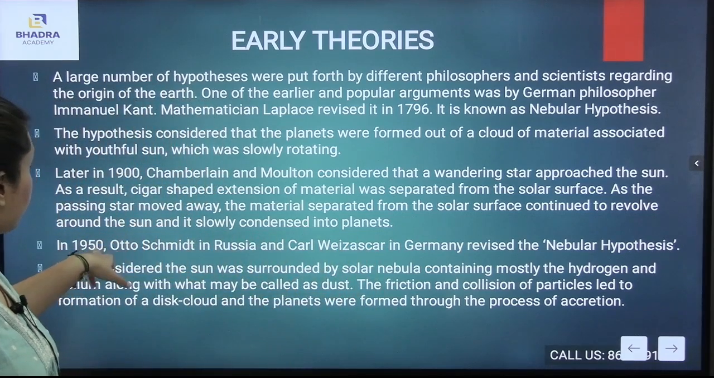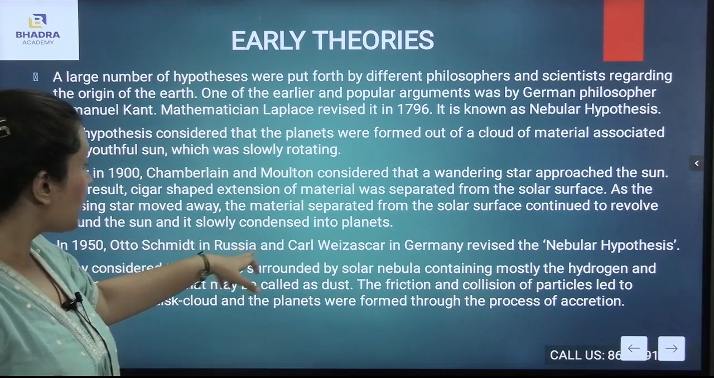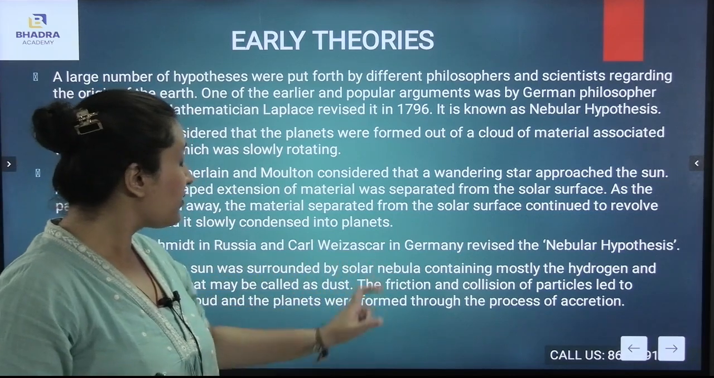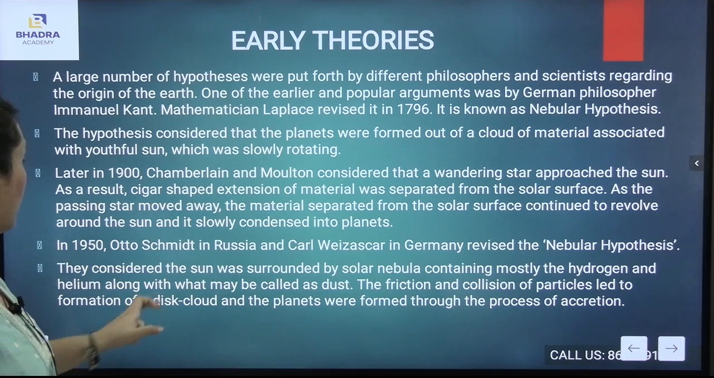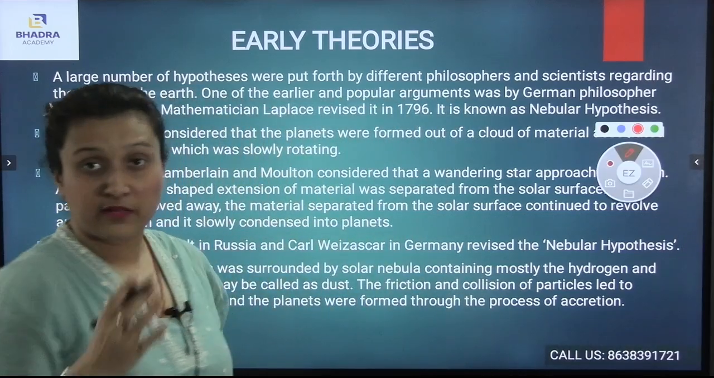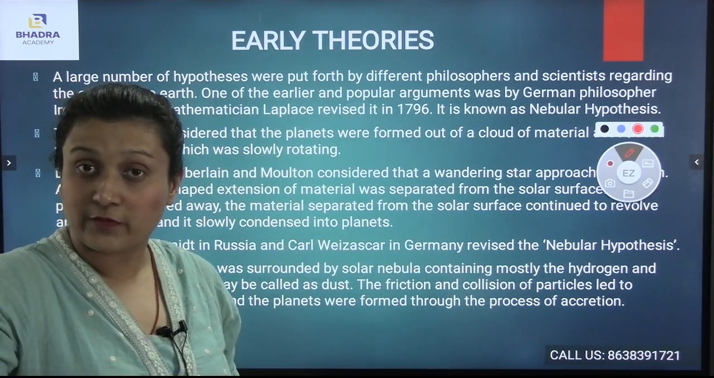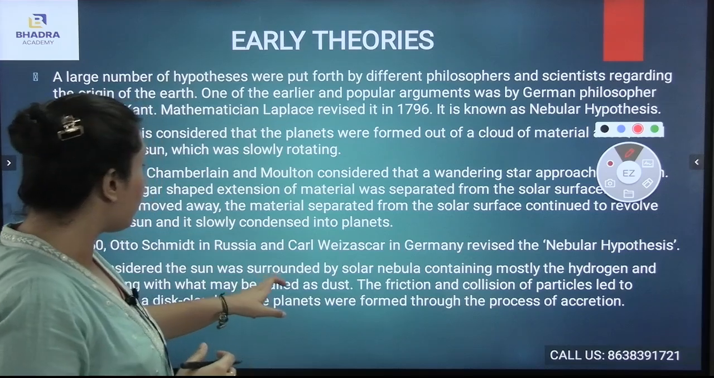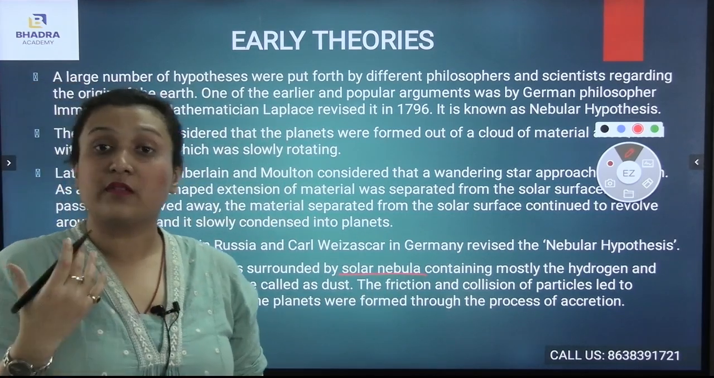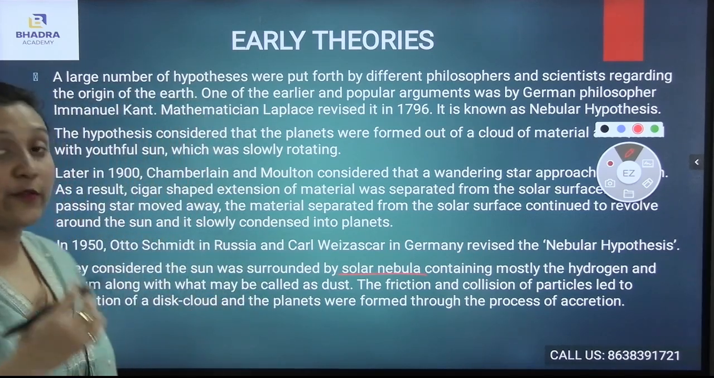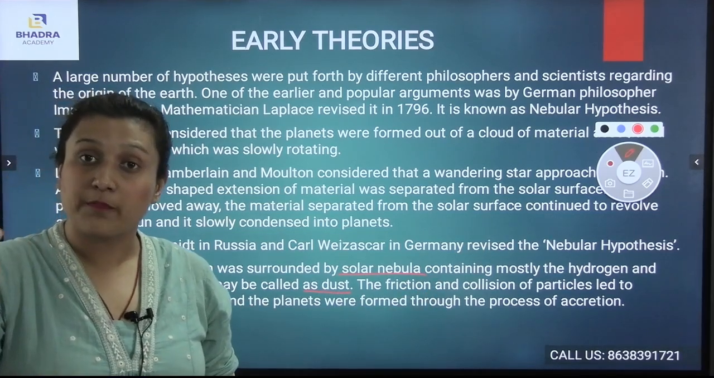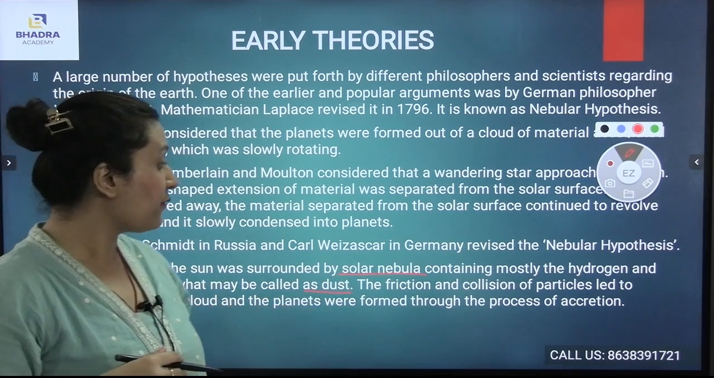Here you see, in the year 1950, Otto Schmidt in Russia and Carl Weizsäcker in Germany revised the nebular hypothesis. They considered the sun was surrounded by solar nebula containing mostly hydrogen and helium, along with what may be called dust. We know that the sun is made of hydrogen and helium, and as a result those are considered to be dust. The friction and collision of the particles led to the formation of this cloud, and the planets formed through the process of accretion.